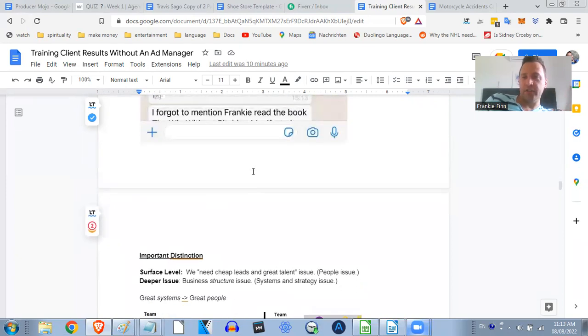So I think there's an important distinction here, because to me, there's an assumption built into most of these people's paradigms looking for the great media buyer. And I'm not saying this is the only way to look at it, but this is one way to look at it, is treating it like a surface level issue, which is, hey, if we get cheap leads and we hire great talent, our stuff is going to work awesome. And so there's kind of an underlying assumption that says it's a people issue. Like, we need a great media buyer.